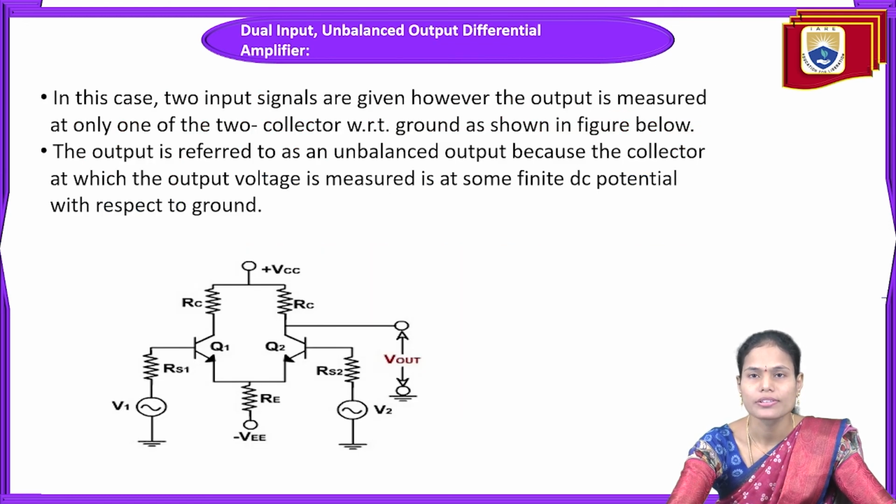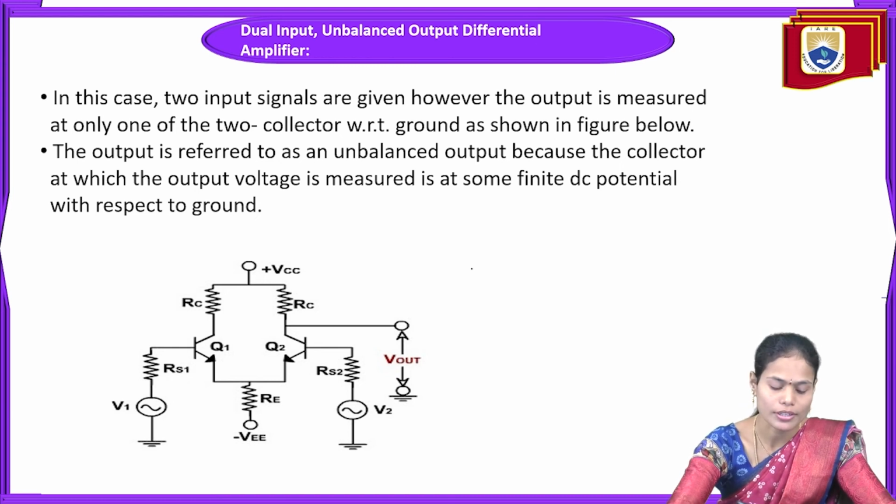And next we will see the second type of differential amplifier, that is the dual input unbalanced output differential amplifier. Here the DC analysis as well as the AC analysis is the same for all four types of differential amplifier, but the values of the parameters will change. Why? Because sometimes we are not taking two inputs and sometimes we are not measuring the common output here. So because of these two reasons, the parameters may vary here.